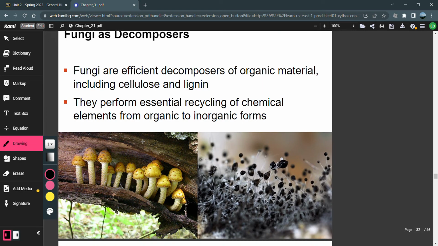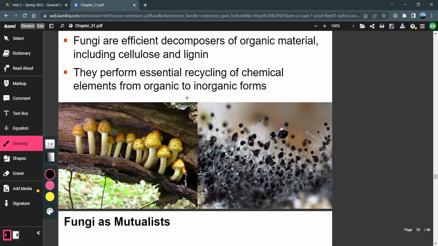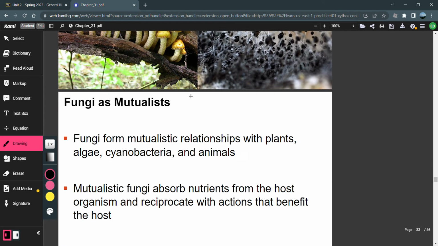Fungi are great decomposers of organic material. They decompose cellulose and lignin. Cellulose is the polysaccharide in plants. Lignin is the main component of wood. And they perform essential recycling of chemical elements from organic to inorganic forms and vice versa.